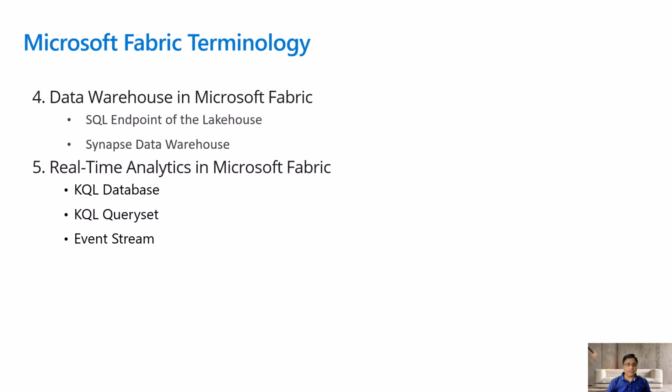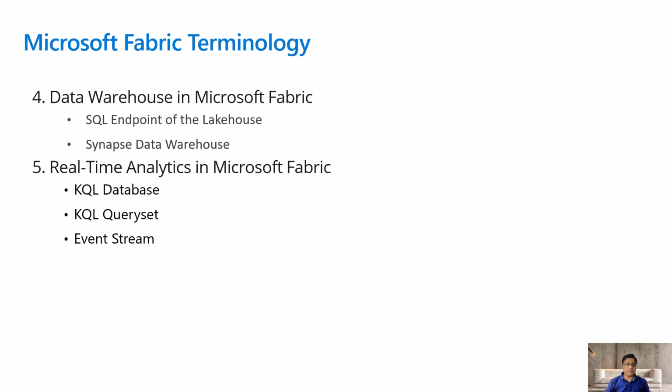Now let's understand what is data warehouse and what are the components of data warehouse. Data warehouse provides two different components: SQL endpoint and Synapse data warehouse. SQL endpoint is an endpoint where you can fire your T-SQL queries and generate the insights. You can fire your queries and get the results, but these results are read only. That means you cannot modify anything in this.